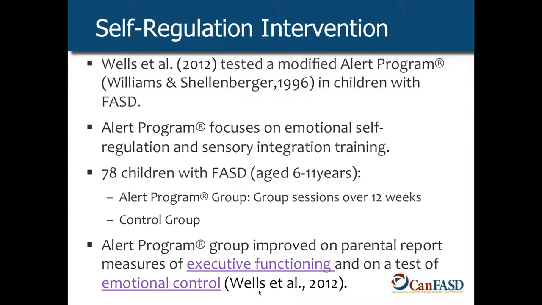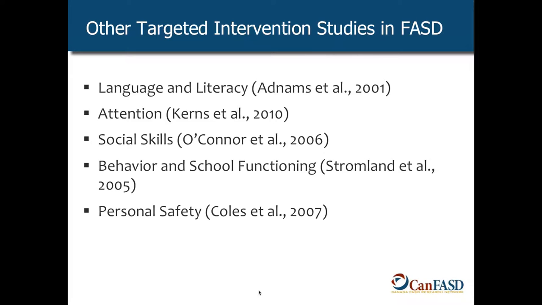And they did find that the ALERT program, children in the ALERT group, did improve on parental reports of measures of executive function, which is parental reports, but they also had a specific test of emotional control that they did with the children, and they did improve on that as well. So there's some really good preliminary evidence that this ALERT program is effective in improving executive functioning and emotional control. There has been one other study that has been done in Canada on this. I don't think it's published yet, but they also did find some positive results. So I think there's some really interesting things with this ALERT program.